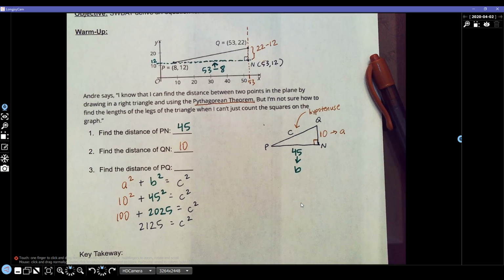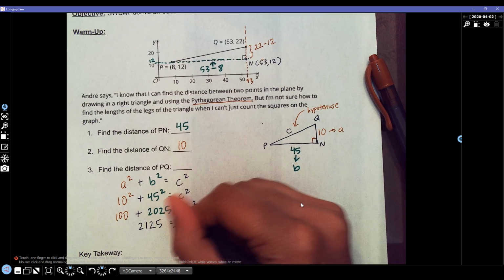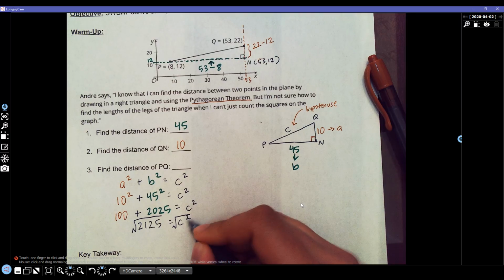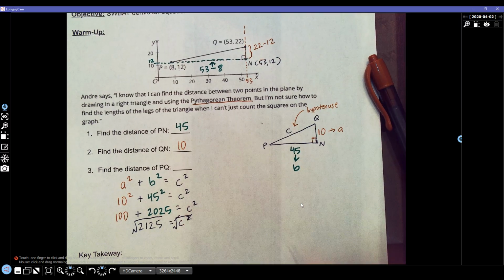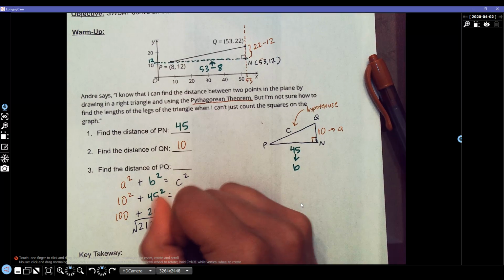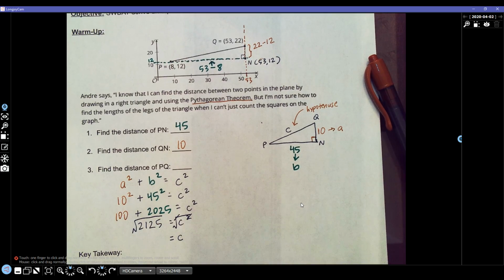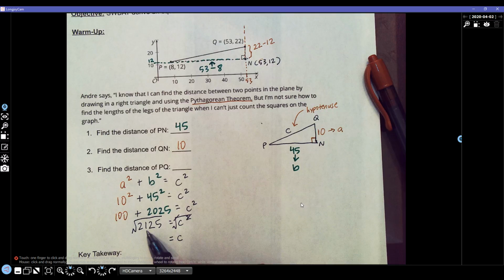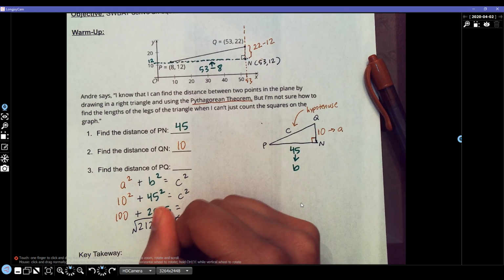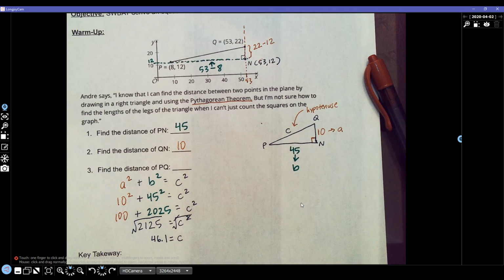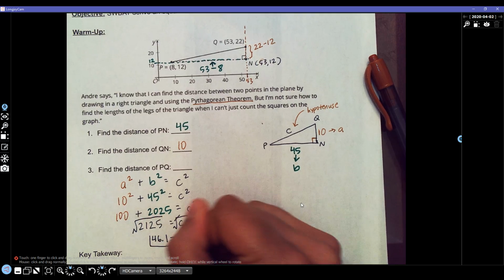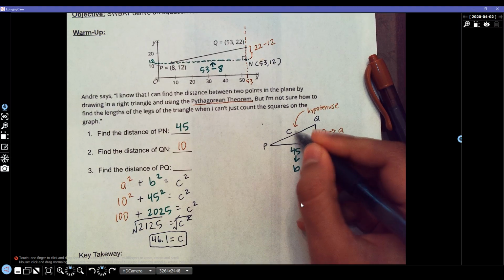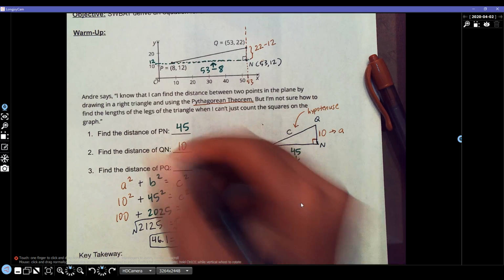Now we can just take the square root of both sides. When we take the square root of c squared, the radical and the exponent cancel out, and we're left with c equals, and if you type in the square root of 2125 in your calculator, you'll get approximately 46.1. So this is our hypotenuse, and that is actually the distance between P and Q. So I'm going to go ahead and write that over here.